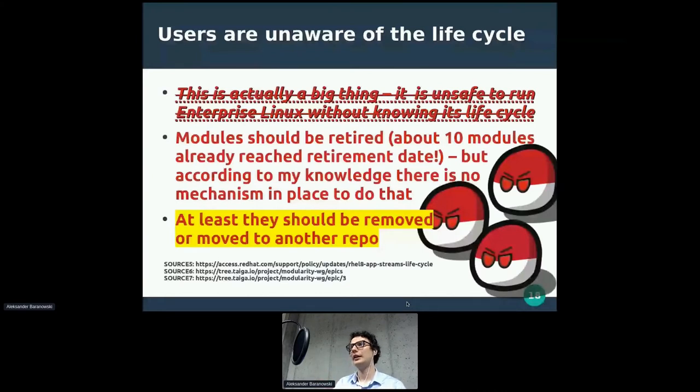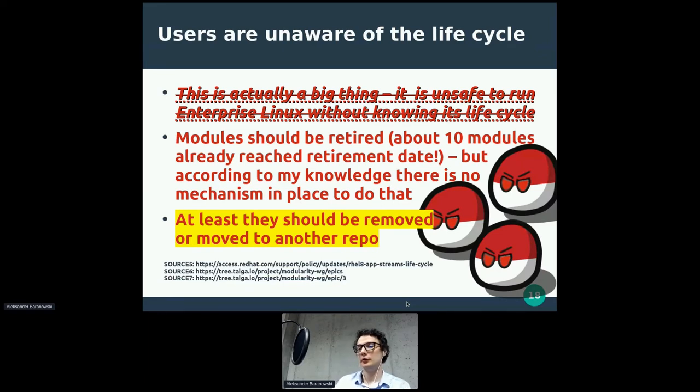Give me a second. The module should be retired if it hits end of life. And right now, about 10 modules have already reached the retirement date. But according to my knowledge, and I might be wrong, I hope that I'm wrong, but I checked some of this before the presentation, there is no mechanism in place to do that. When it comes to RPMs, you can always put, for example, in a new version conflicts and obsoletes for a different version of a different package and so on. So this logic for deprecation is already in place. When it comes to the modules, no. In my opinion, that's a strong opinion, they should be removed or at least moved to another repo.